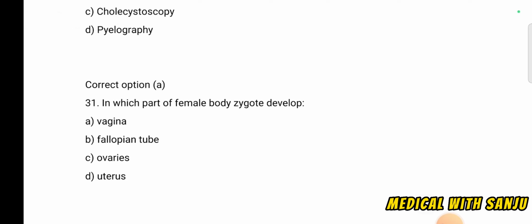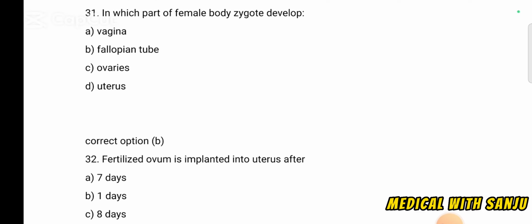Question number 31. In which part of the female body does the zygote develop? Option A, vagina. Option B, fallopian tube. Option C, ovaries. And option D, uterus. The right answer is option B, fallopian tube.